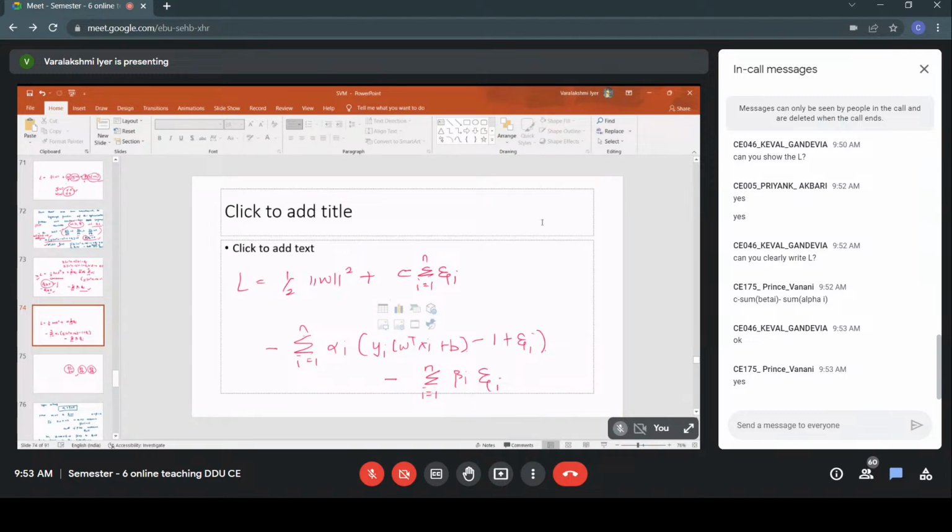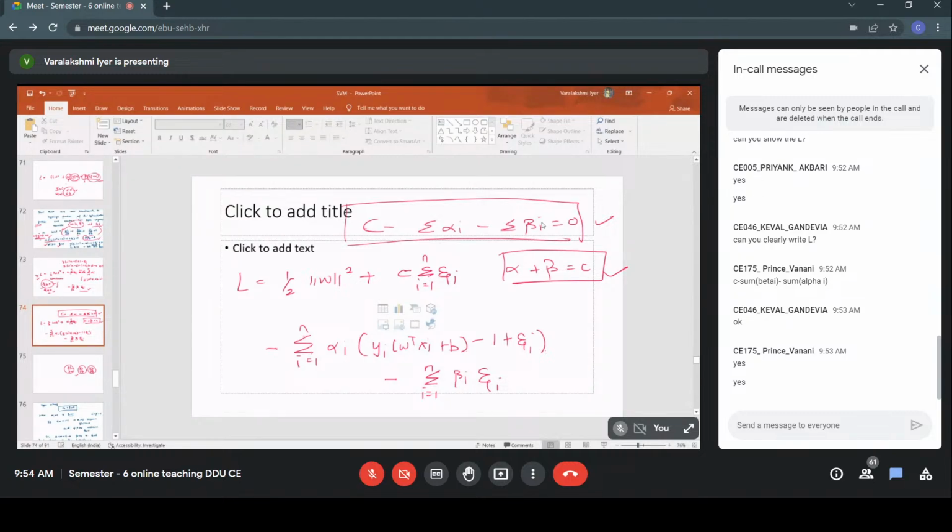Yes, Priyank is getting this value: C minus sum over alpha I minus sum over beta I is equal to 0. So this is the value that you are getting. You can say that alpha plus beta is equal to C. Something like this? Yes or no? Okay. So now, shall I proceed? Are others solving, or shall I proceed with this?